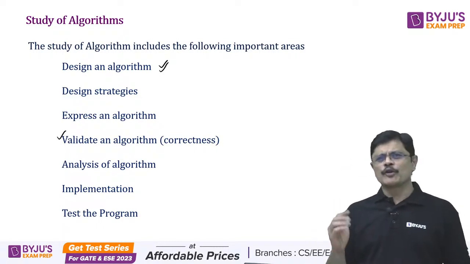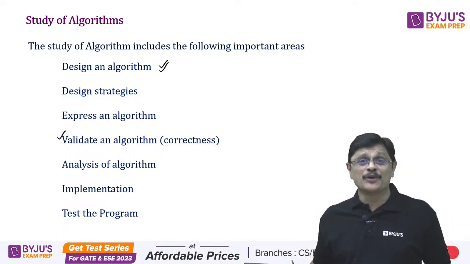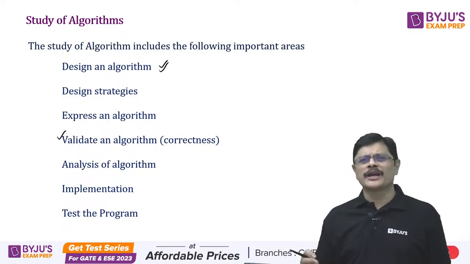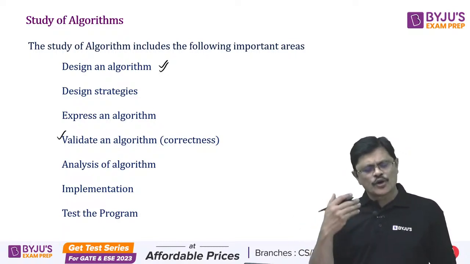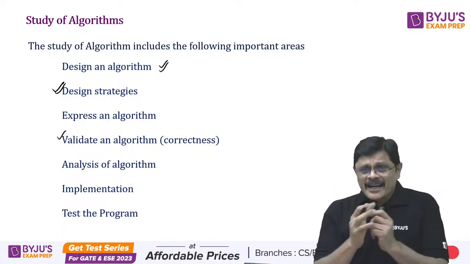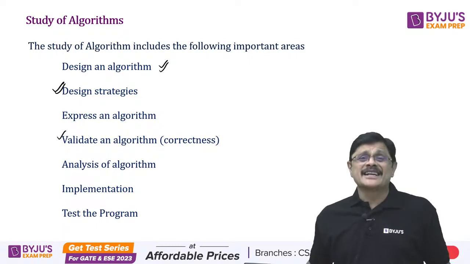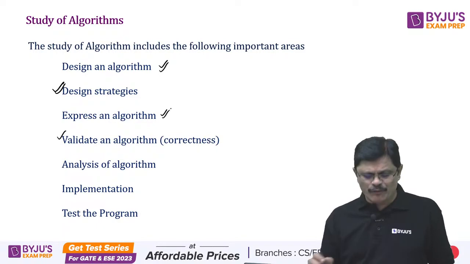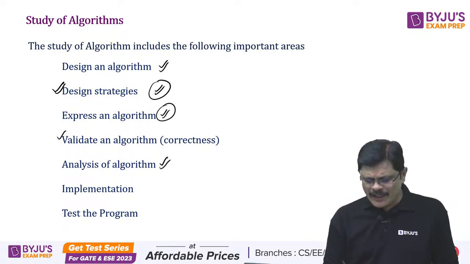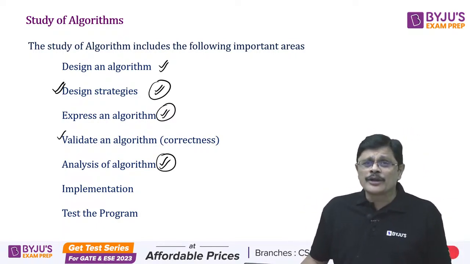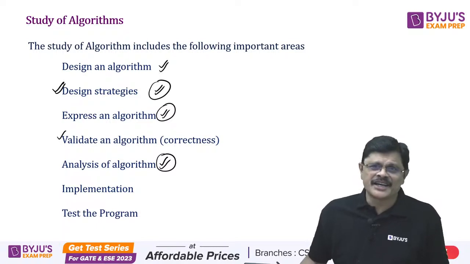And implementation: once you write a beautiful algorithm and you analyze how long it takes before actually executing, then you can implement it, then you can test. The study of algorithms involves all this, but mainly in undergraduate courses we study the design strategies, how to express an algorithm, and how to analyze an algorithm. These are the three important areas which we are going to learn under the algorithms course in any undergraduate studies.